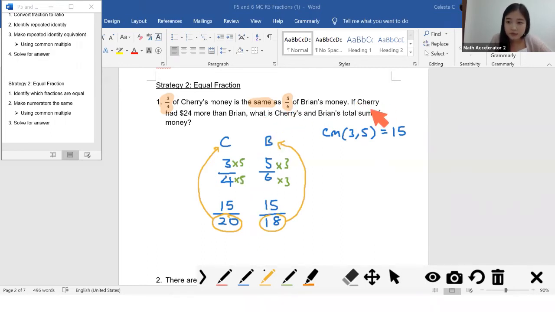Right, then what is the other information we have not used? If Cherry had $24 more than Brian, more than. Okay, so it's difference. So what's the difference between Cherry and Brian? You have 20 and 18. So 20 units minus 18 units, 2 units. So 2 units is this difference here, $24. Find 1 unit. Okay, good, Nabil, $12.